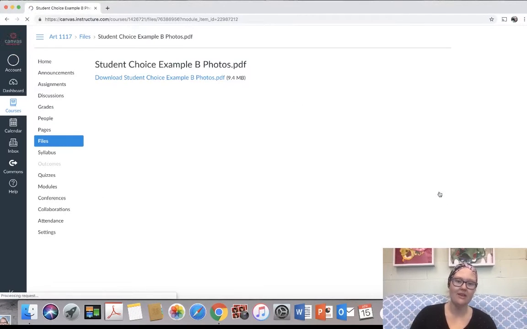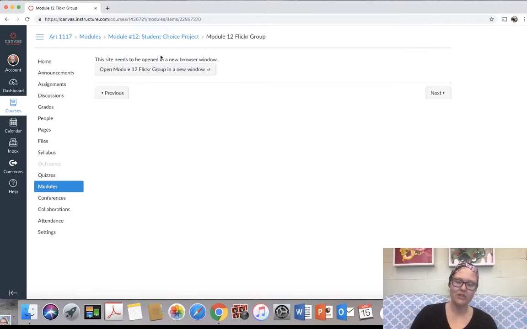So again, I hit next. It's a PDF. I just took the shortcut around that. Module 12 Flickr group. This is where you go to upload it.